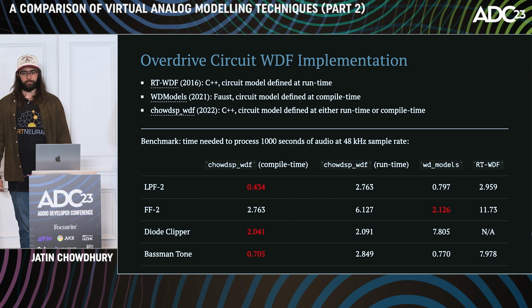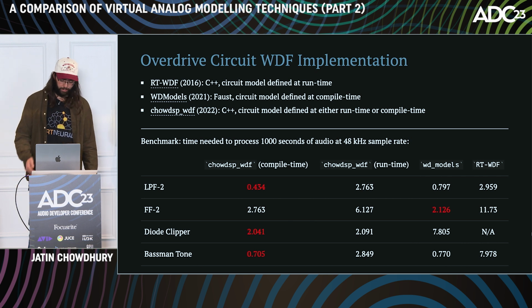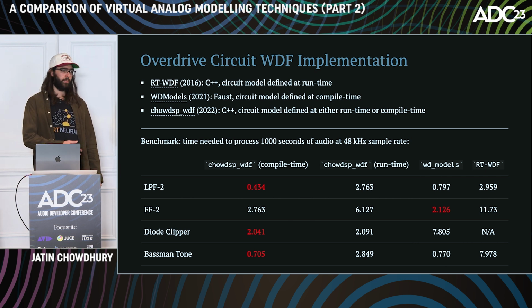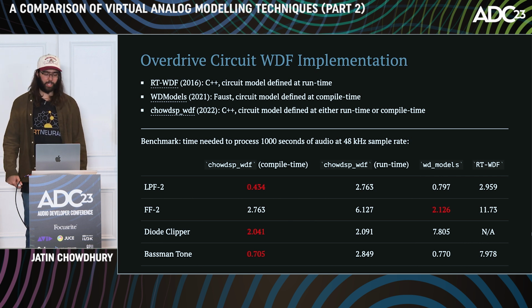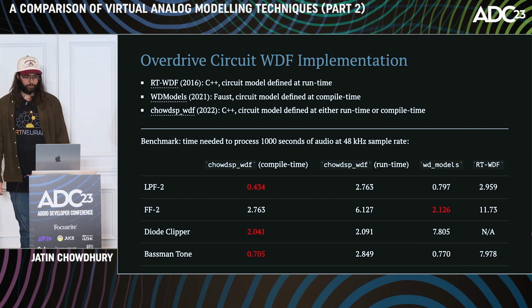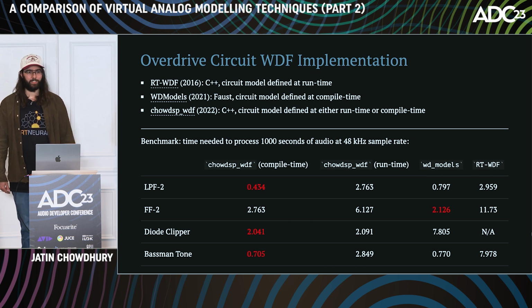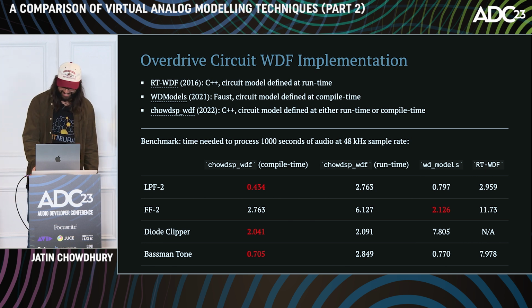If you were at Gustav's talk yesterday, you'll kind of know more or less why. I ran these benchmarks just by making a few different circuit models, playing 1,000 seconds of audio through them and timing how long it took. Generally, my library is pretty fast when you use it in compile time mode. But for some models, the Faust library ended up being better. So I guess I have some more work to do.